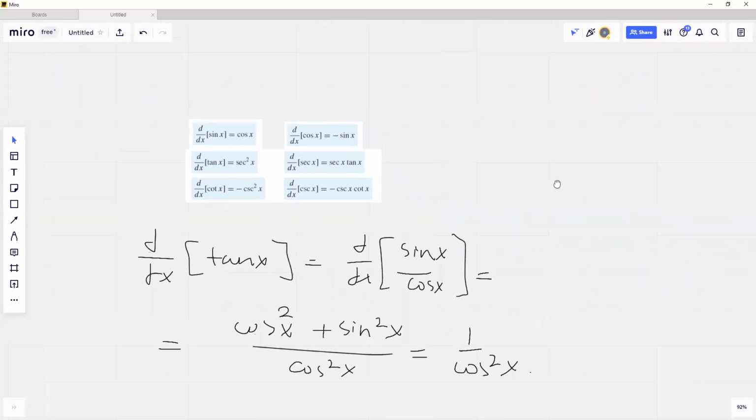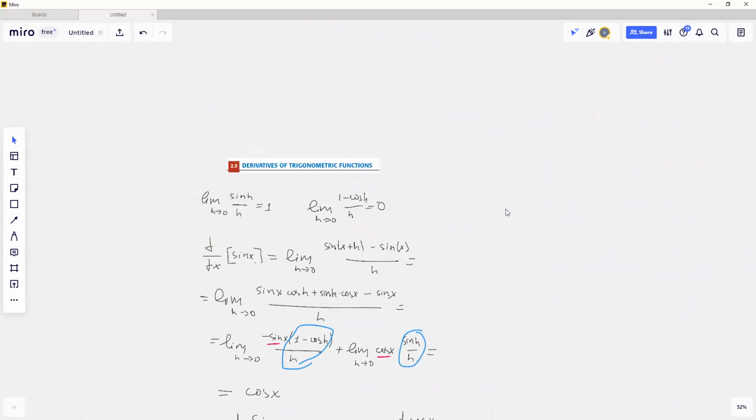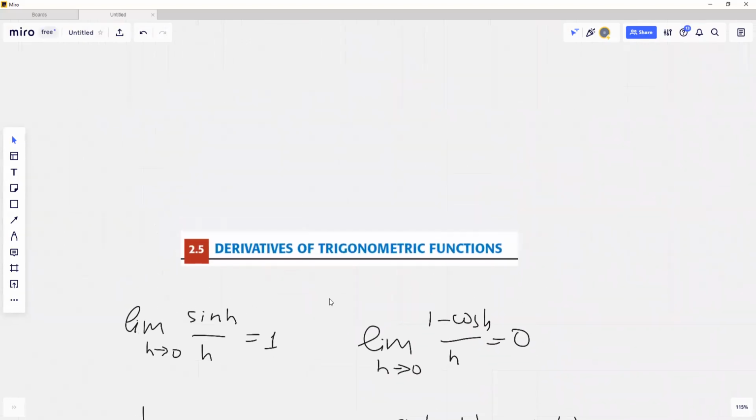All right, guys, that sums up our lecture on derivatives of trigonometric functions, and we are going to use this when finding derivatives in our next practice sheet.